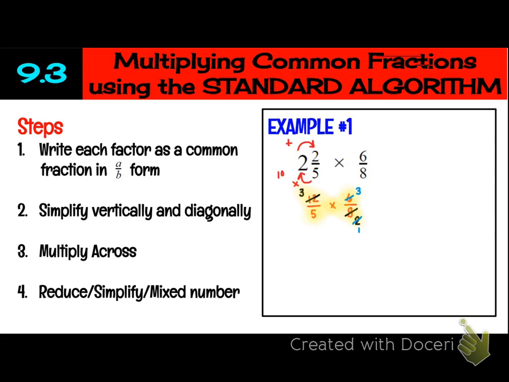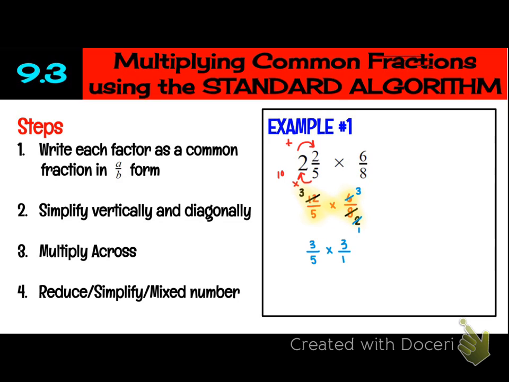So at this point, it really is a very good idea to rewrite your fractions so you know that you're looking at the correct numbers. So if I rewrite this fraction, I have 3/5 times 3 over 1. Now, a lot of people want to simplify this 3 and 3, and you cannot do that. We can never simplify horizontally, only vertically and diagonally.